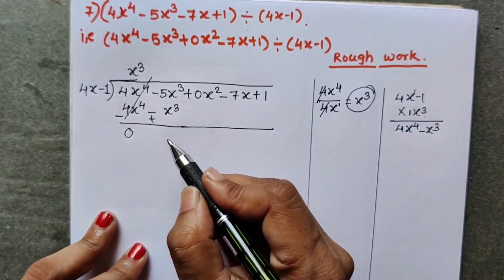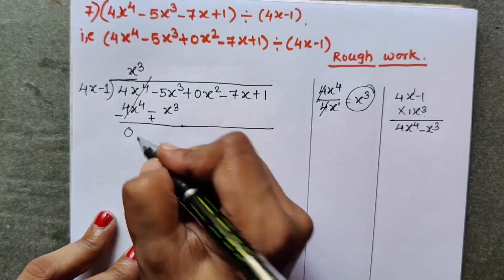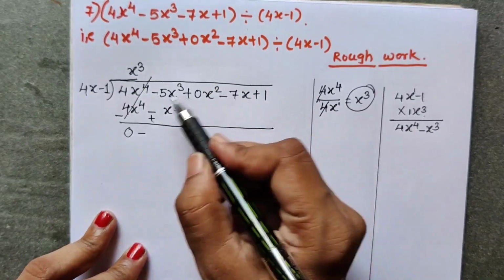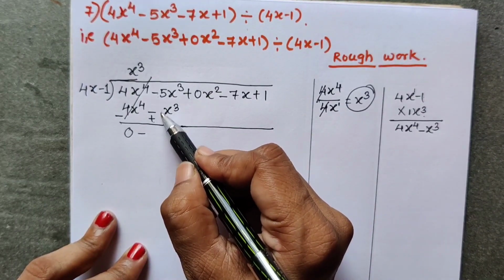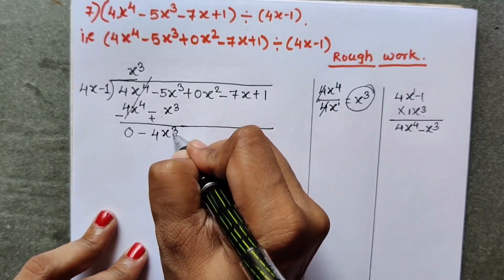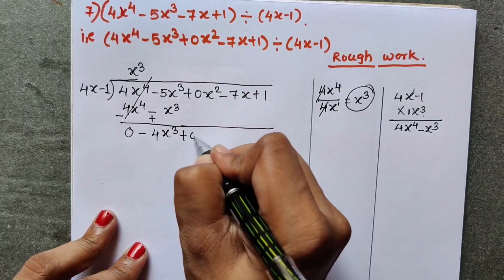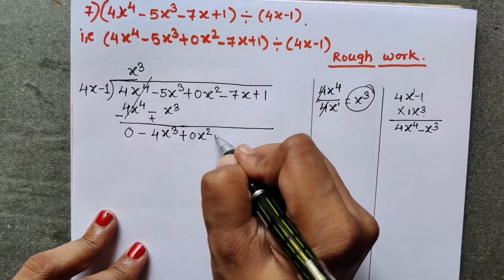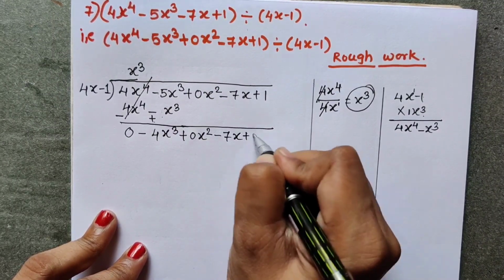Minus plus becomes minus, sign of the bigger number is 5, so minus 5. 5 minus 1, no coefficient means 1 is there. 5 minus 1 is 4, 4x cube. Now remaining terms as they are we will copy down, 0x square minus 7x plus 1.